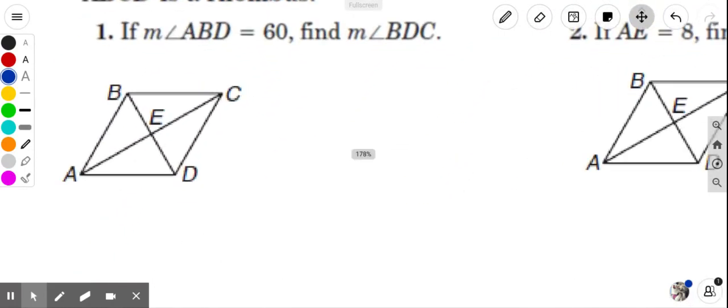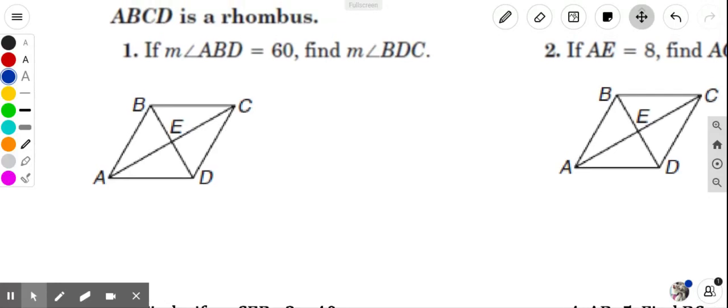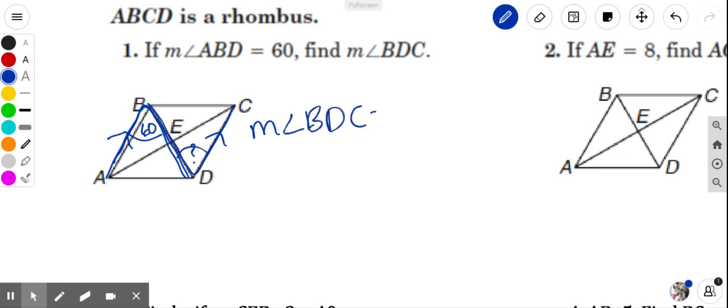Okay, so I have a few examples that we're going to do. Here's the first one. It says that ABCD is a rhombus, so all of these examples are rhombi. It says angle ABD is 60 degrees. So ABD, remember, is here from A to B to D. It says find angle BDC. BDC is this one. This one uses the fact that the opposite sides are parallel. These are called alternate interior angles. So the measure of angle BDC would just be 60 degrees.